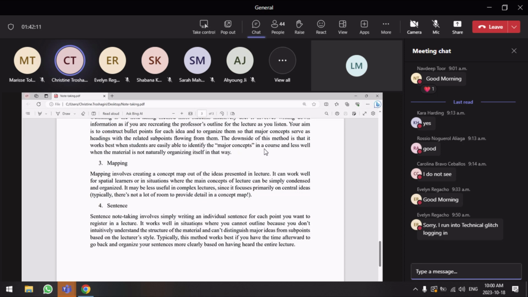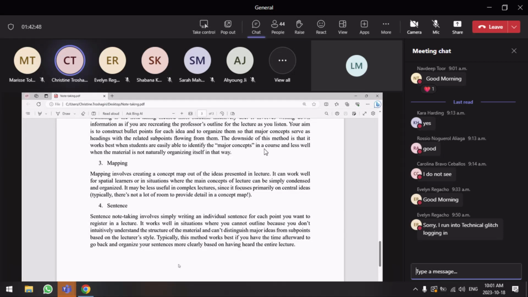However, once again, that might not work for everything because, as we said, it is simply for generalized ideas and general information. It's not for complex lectures or for core courses. Typically there is not a lot of room to provide detail in a concept map. You don't have enough space. You're just going to put those headings, those ideas on that concept map, but you're not going to write down what each and every idea means in that mapping.